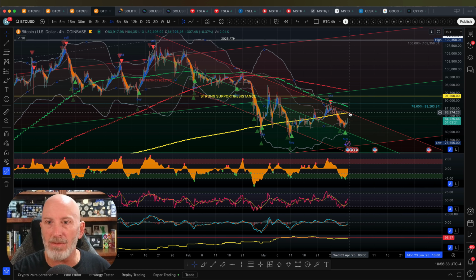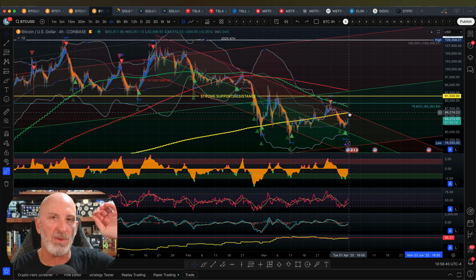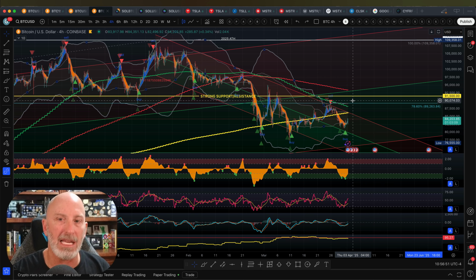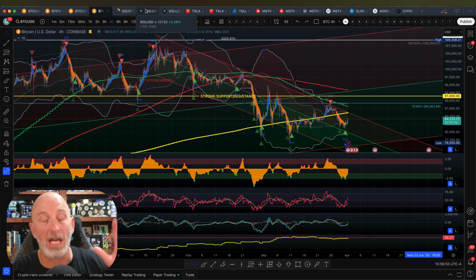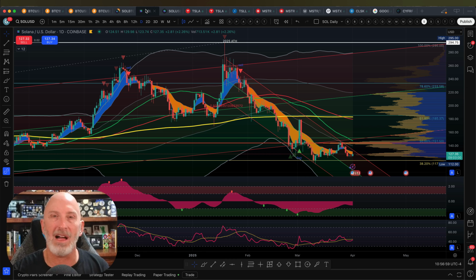We need to regain this 200-day moving average, which is right around $86,000. Remember, there's that pocket of volume between 87 and 89, we'll call it. And then once we get back up above that, then we're battling with the 91.5 Fibonacci level. Sorry, $91,500, a strong support and resistance line that we were dealing with before.